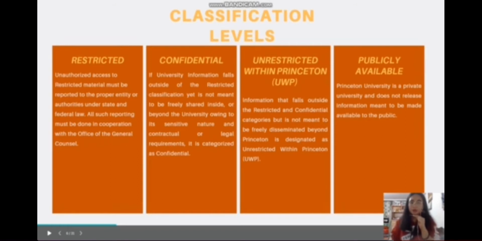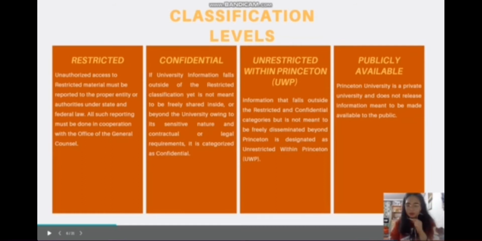Classification levels. There are four classification levels of Princeton University, which are restricted, confidential, unrestricted within Princeton, and publicly available. First, restricted. Unauthorized access to restricted material must be reported to the proper entity or authorities under state and federal law.